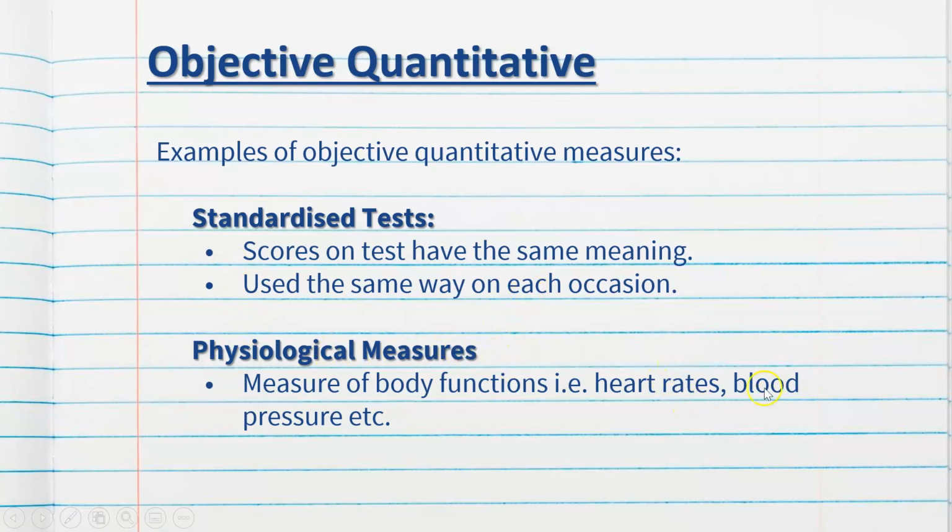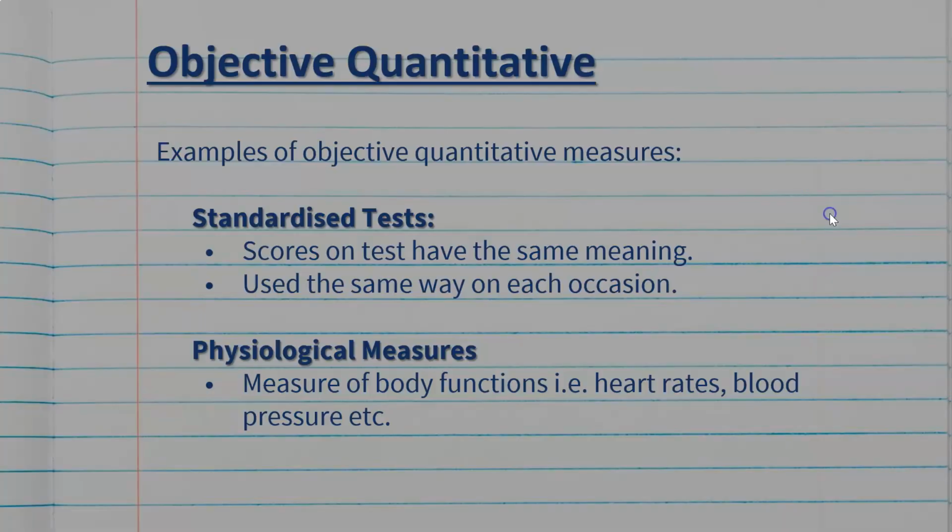So heart rates, blood pressures, galvanic skin responses, etc. So if I was to take your heart rate right now, that would be objective quantitative data. I would get numerical data, so your heart rate might be 85 beats per minute, and that's objective. It's free from your own bias. You didn't give your opinion on your heart rate. That's your heart rate and that's it. We can't argue with it. So it's objective. So physiological measures and standardized tests, best examples at year 11 level of objective quantitative data.